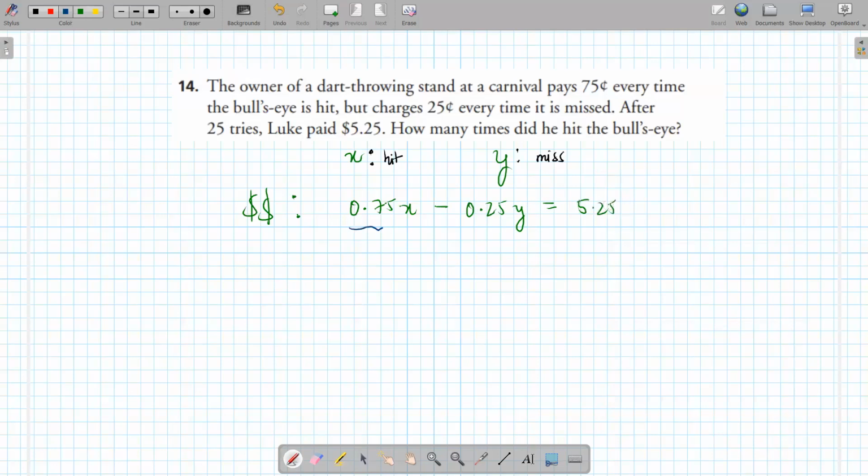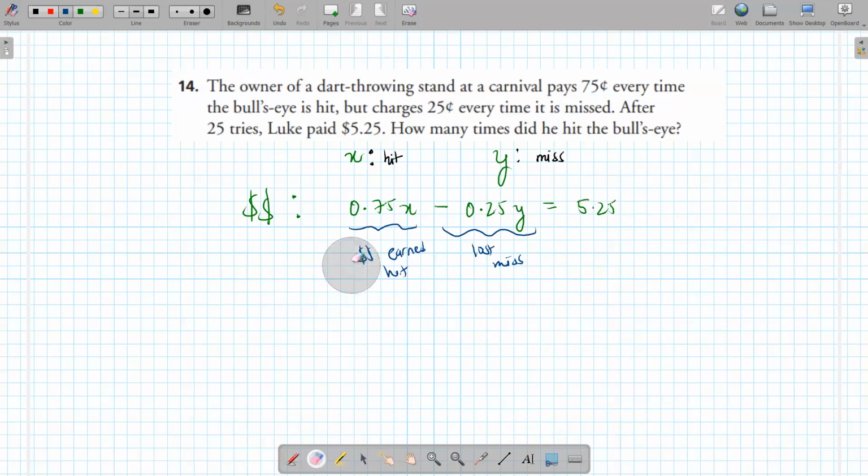Again, this is the money earned if you hit, okay? And this minus is there because you're going to lose. That's the money lost when you miss. And that's our first equation. That equation has two unknowns, so you can't really solve it.